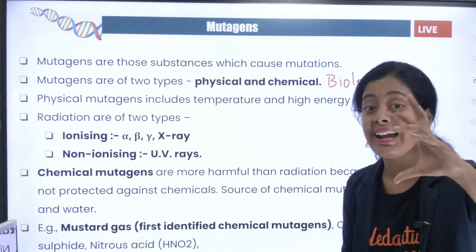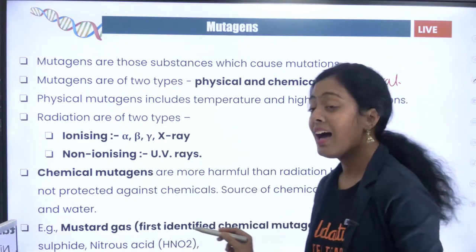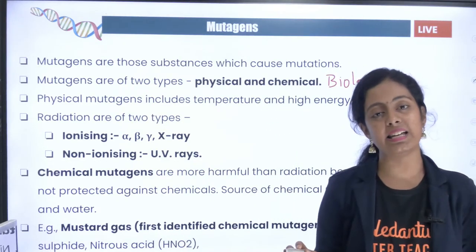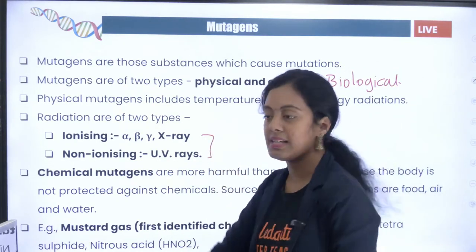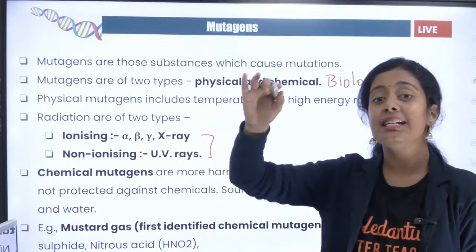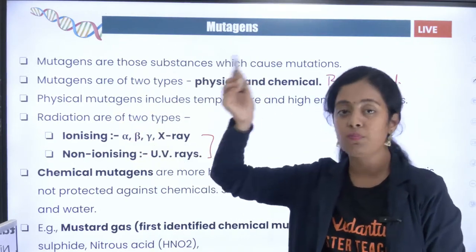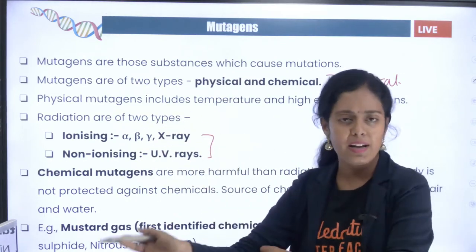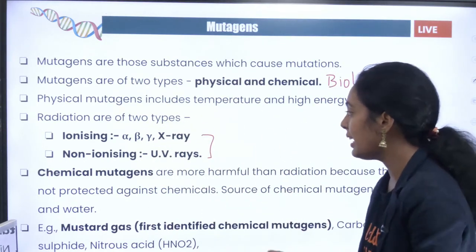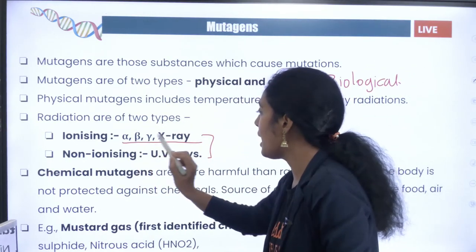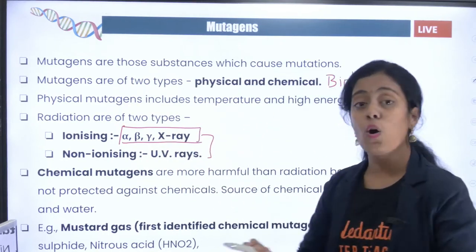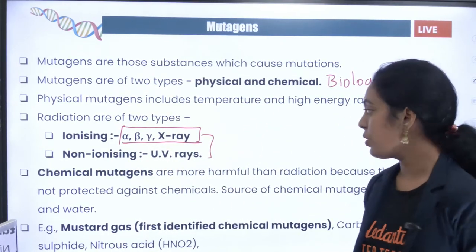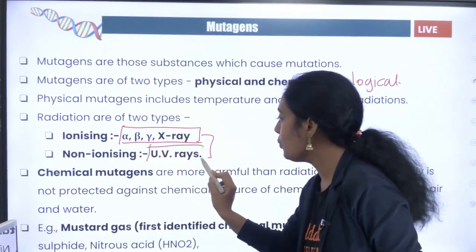So first let us look at radiation. You have ionizing and non-ionizing radiation. This is very important, this is from NCERT. So which of the following is an ionizing physical mutagen? Which of the following is a non-ionizing physical mutagen? Let's ask like that. Okay, what is ionizing? Alpha rays, beta rays, gamma rays and X-rays are all called ionizing mutagens. Okay, you have non-ionizing UV rays.